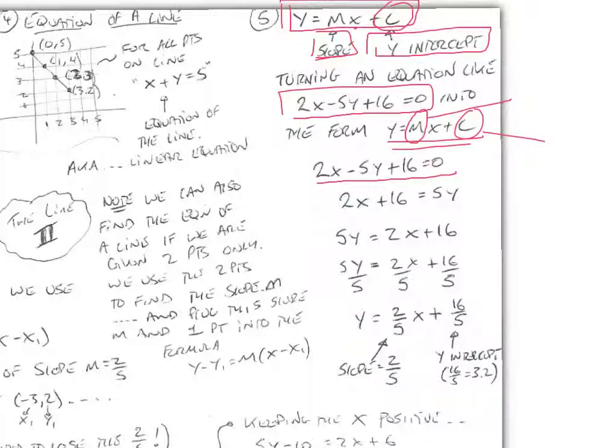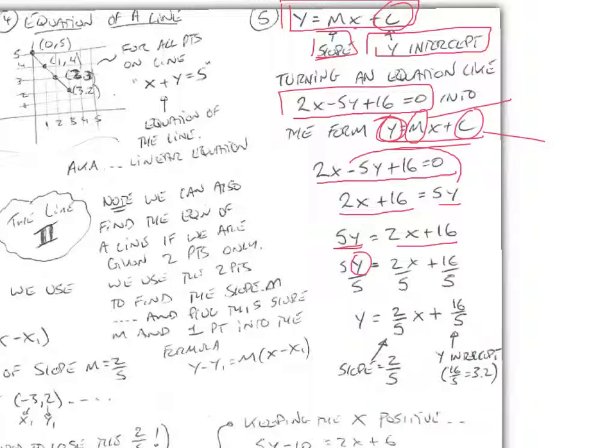So we need to have y on its own, so we bring the minus 5y over to here, and it becomes plus 5y. So 2x plus 16 is equal to 5y. Now let's rewrite it so that the y is on the left. So 5y is equal to 2x plus 16, same thing, just written the other way around. We now want to isolate y by itself, so it's just y equals, and we have 5 times y.